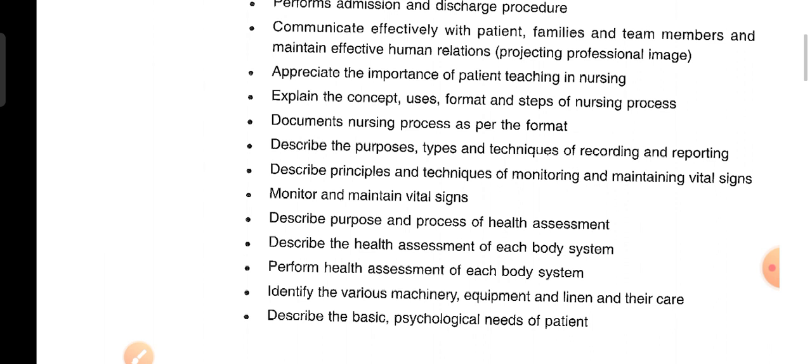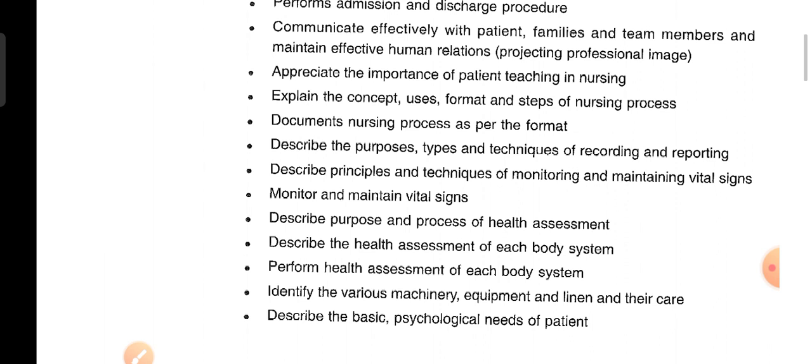Okay, explain the concept, uses, format and steps of the nursing process. The process steps are assessment, planning, implementation and evaluation. When you enter the first year, definitely you will know each and every one. Starting now you don't know, that is the reason. If you take admission in BSc nursing, if I get the time, definitely I will take all the BSc nursing classes. It's clear.